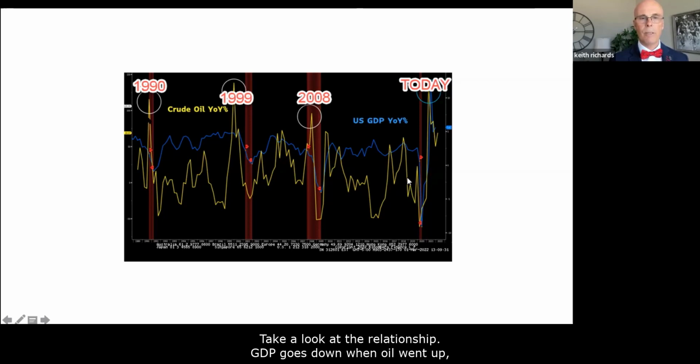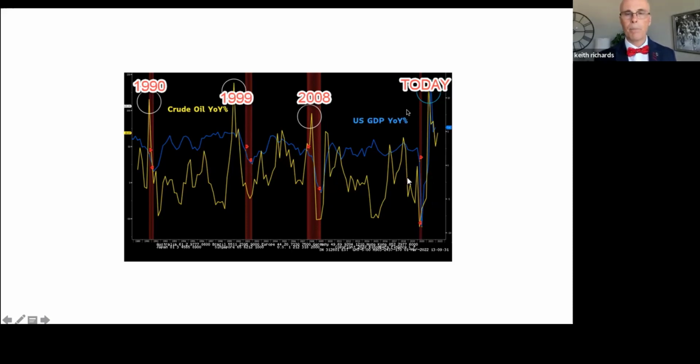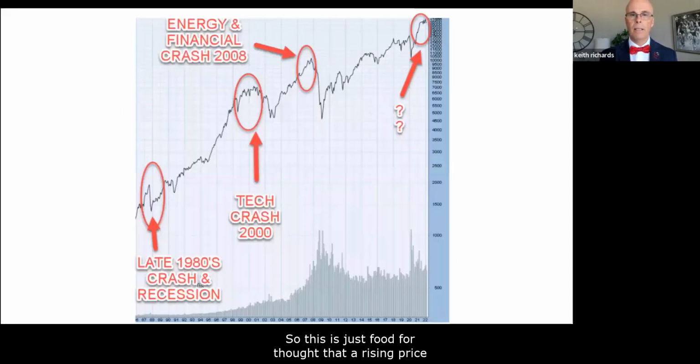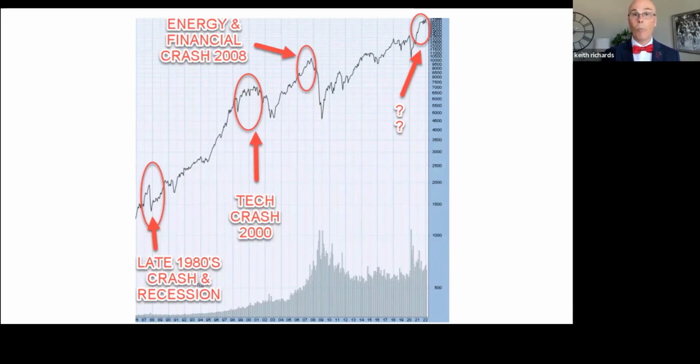GDP goes down when oil went up. GDP went down when oil went up. It was lagging, but there's a very clear relationship here. Oil went up in 2008, GDP went down, lagging of course. And finally, we are seeing a spike in oil, and we're starting to see the blue line, GDP, come down. So this is just food for thought, that a rising price in oil can put the kibosh to our economy. One of the reasons is because oil is a very big factor when we measure inflation.